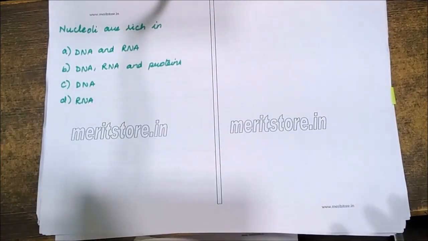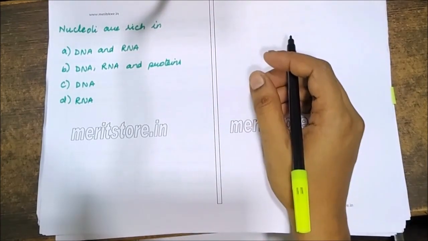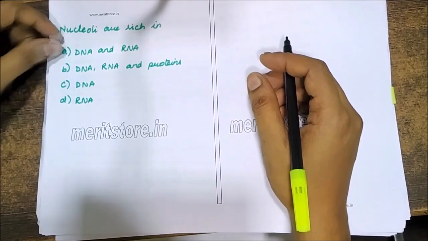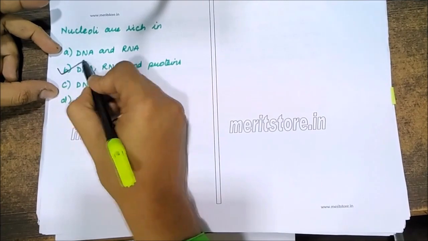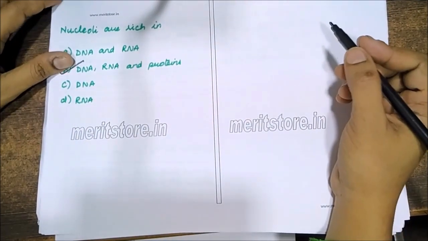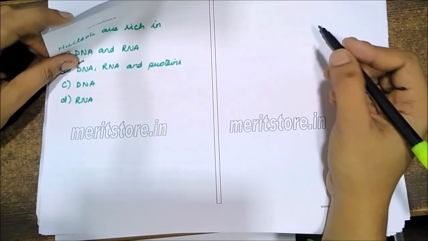Next. Nucleoli are rich in, is it only DNA? Only RNA? No, it's DNA, RNA as well as protein. So nucleoli are rich in all three, DNA, RNA and protein.